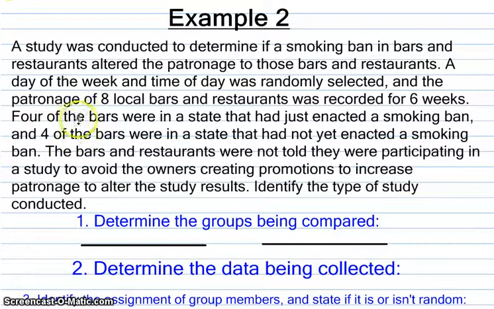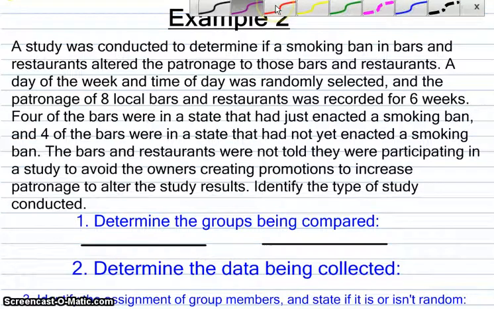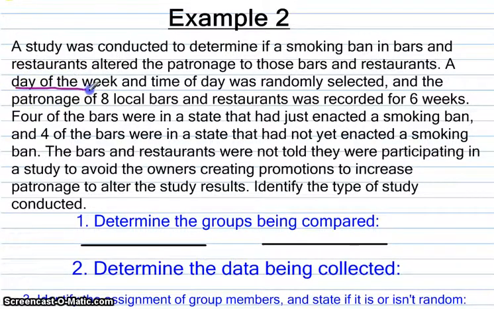All right, so let's go through and sum up our example here. So we have a study conducted to determine if a smoking ban in bars and restaurants altered the patronage to those bars and restaurants. A day of the week and a time was randomly selected. So those things are being controlled. Then the patronage of 8 bars and restaurants, so they're not being exclusive here, were recorded for 6 weeks.